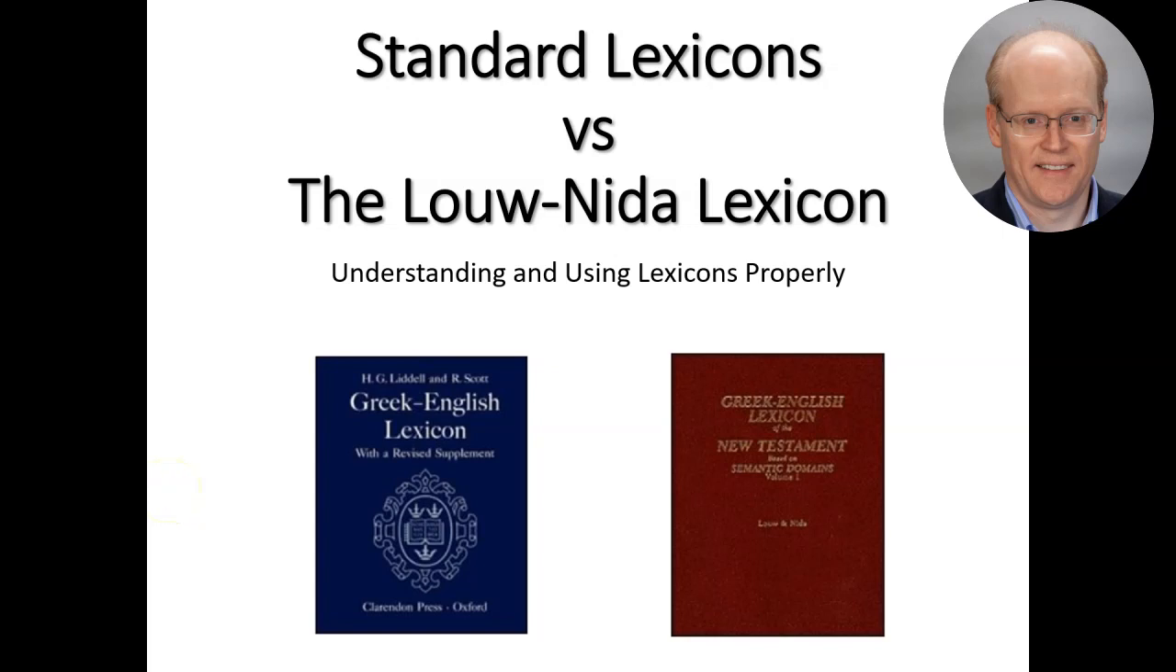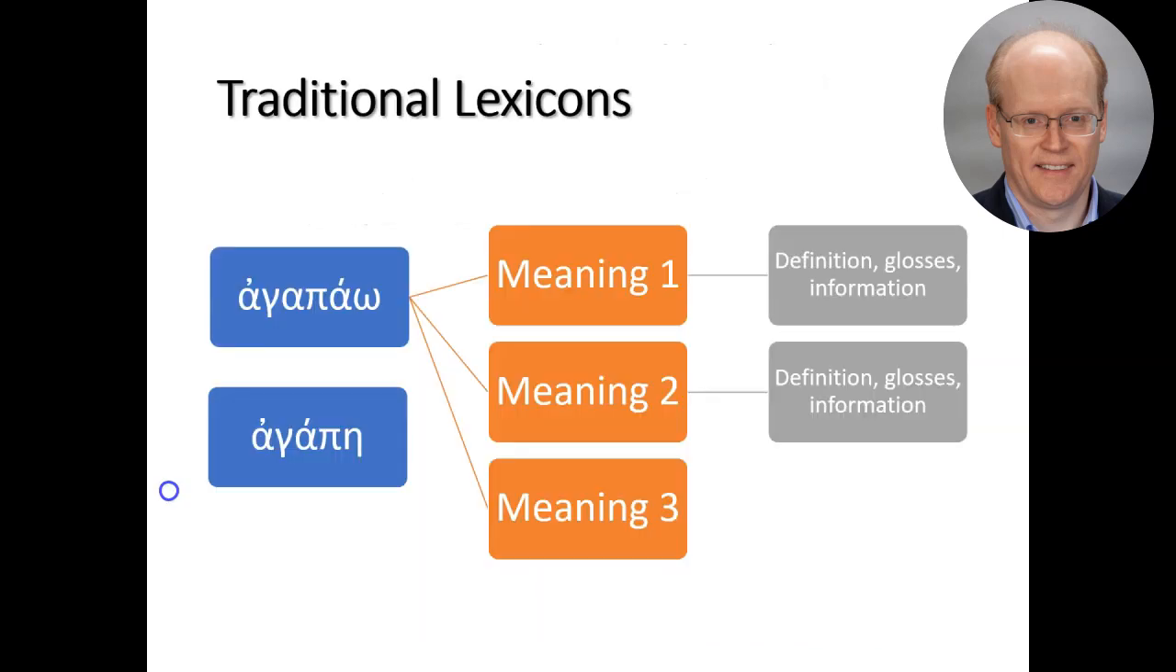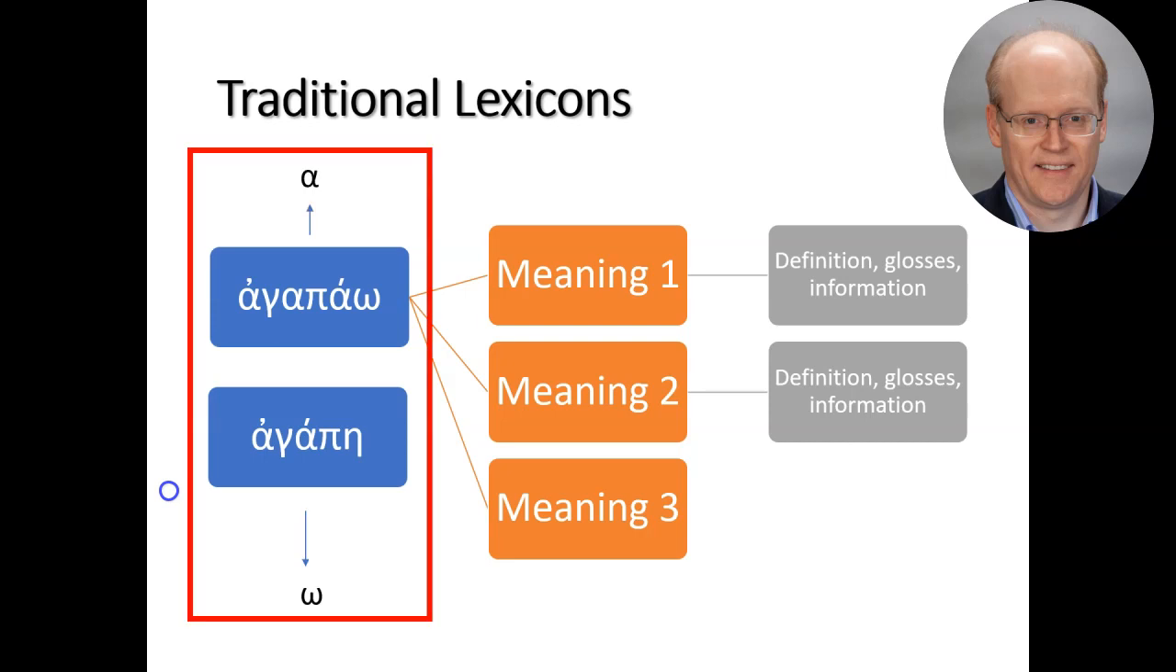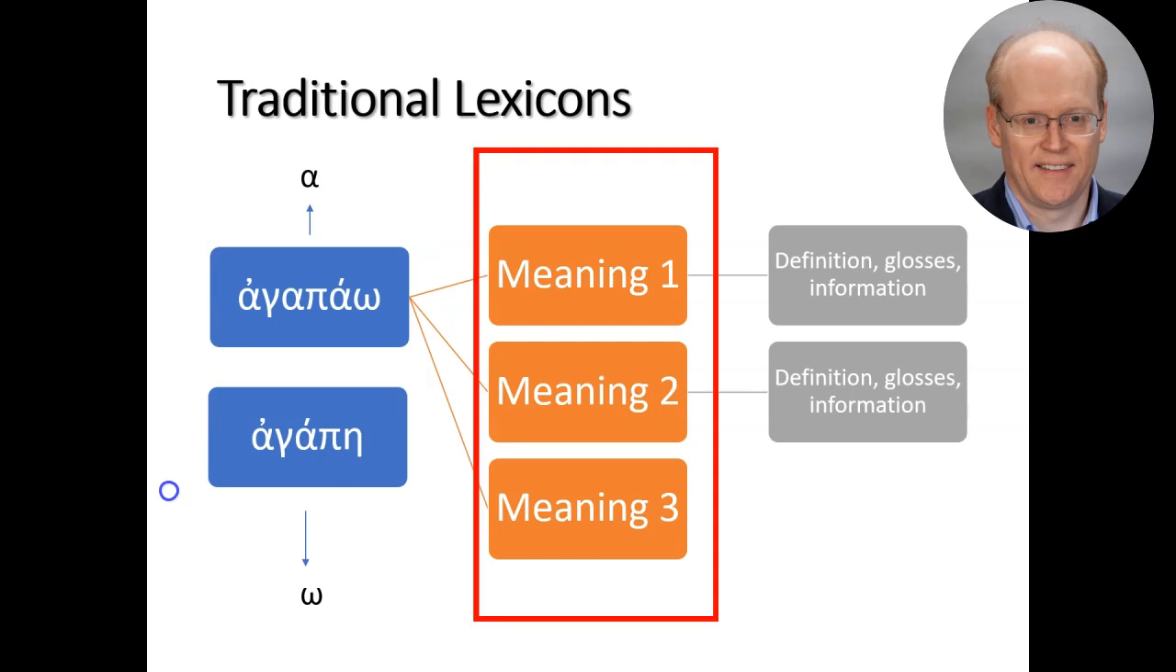Welcome to an introduction to standard lexicons versus the Louw-Nida Lexicon. Standard lexicons, or traditional lexicons, operate by listing all the words in the Greek New Testament, or whatever corpus they're looking at, from alpha to omega. And in this case, we're going to look at agapao. Agapao occurs before agape. And then, in the lexical entry on agapao, a list of meanings is provided.